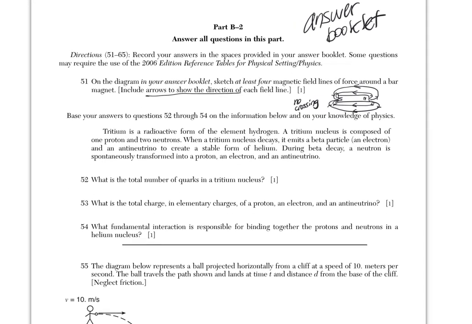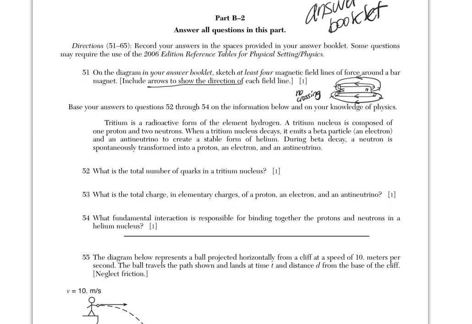All right, 52 through 54. Tritium. Oh, look, it's a wordy question with a big paragraph. I bet it's a standard model question. They love to do that. Tritium is a radioactive form of element hydrogen. Tritium nucleus is composed of 1 proton and 2 neutrons. This was on the test you guys just took.